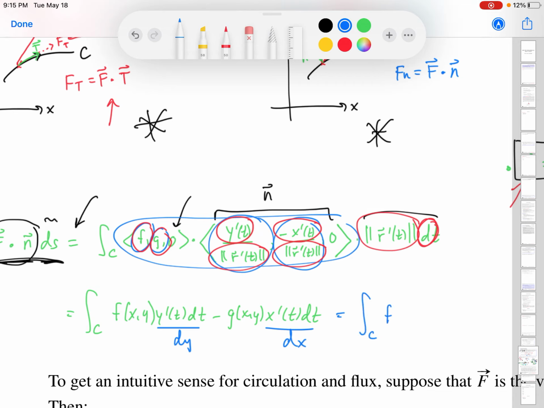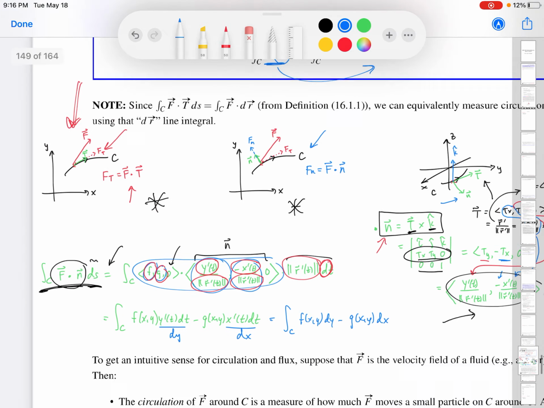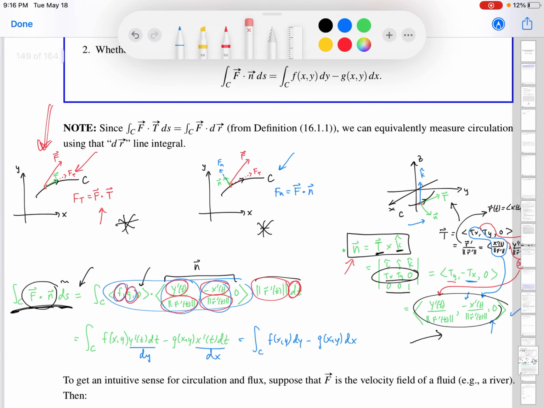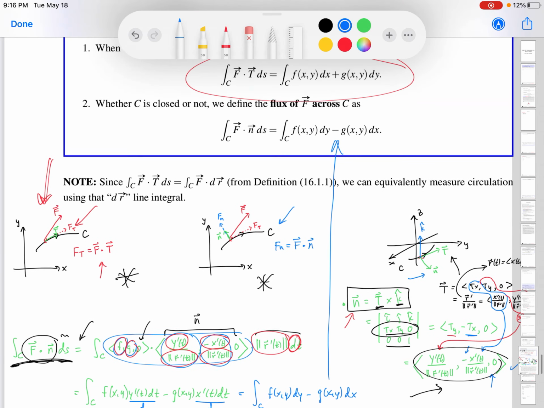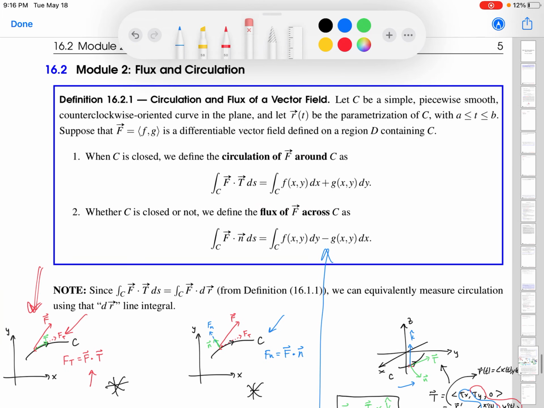So my final simplification of this right-hand side yields the expression that we see in the definition. So that gets us back over here. Okay, so to recap, if I am looking at a sufficiently nice curve, it is simple, it doesn't self-intersect, it's piecewise smooth, oriented counterclockwise, and we're still in the plane.